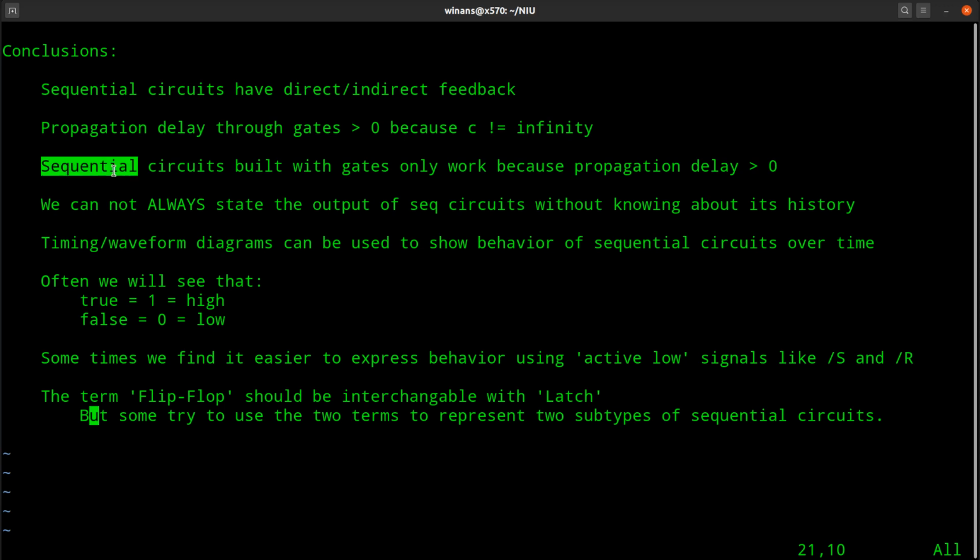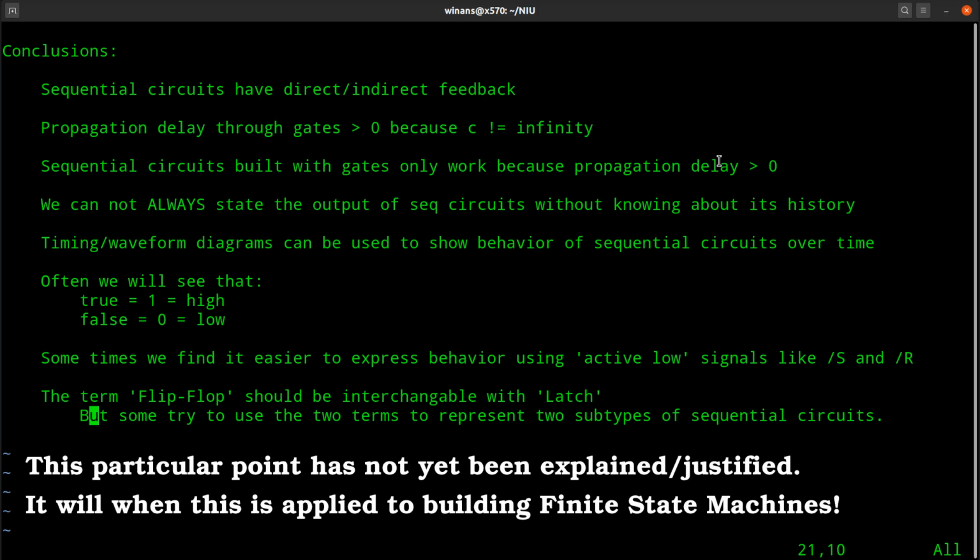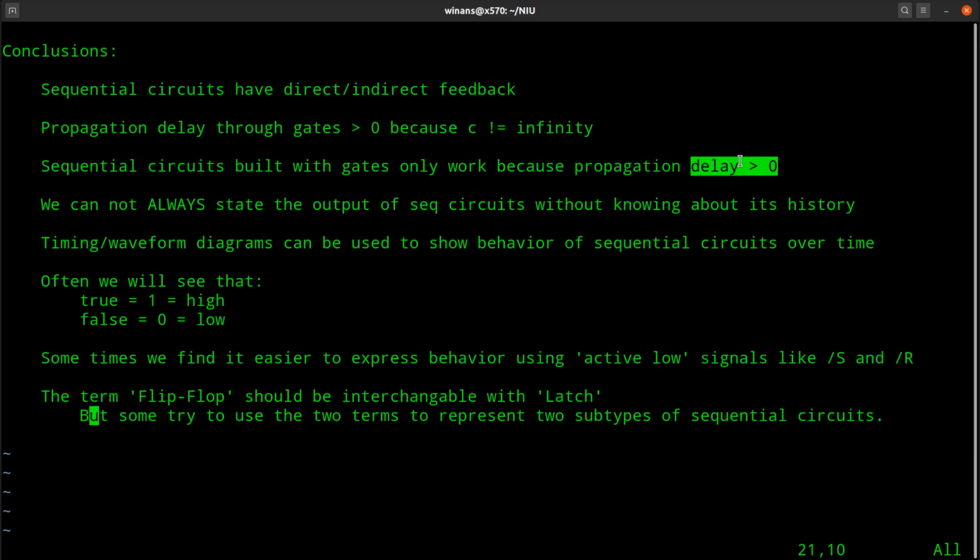Sequential circuits that are built with gates, I have to say this because nowadays with quantum computers, God knows what will happen tomorrow. But if you build them using gates like we do today, they only work because the propagation delay is greater than 0. And we alluded to that with the RS latch. If the RS latch gates responded instantaneously, there could be situations where we wouldn't necessarily know what would happen. The fact that there's a delay is why those things really work.